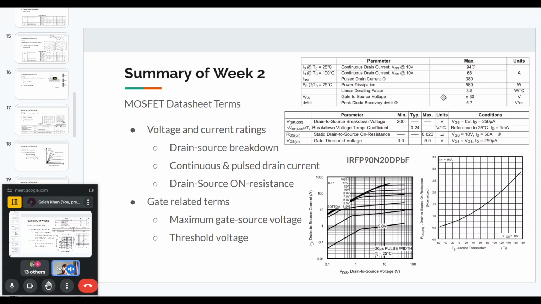And lastly, for the gate related terms, what will be given is the threshold voltage. So this is typically a range. It is not a single voltage. So for example, here it is given the minimum value of the threshold voltage can be 3 volt, but it can also go around 5 volts. So between this 3 to 5 volt will be the threshold voltage. So the current will start to rise between this 3 to 5 volts.